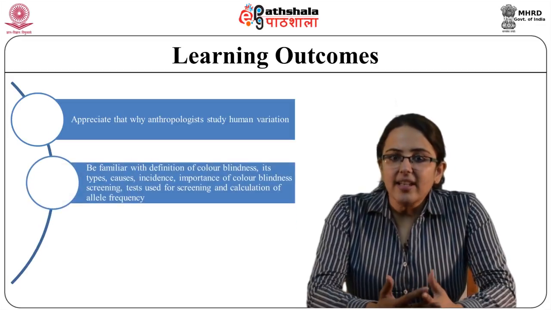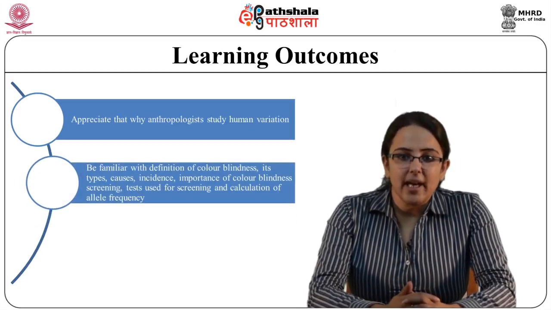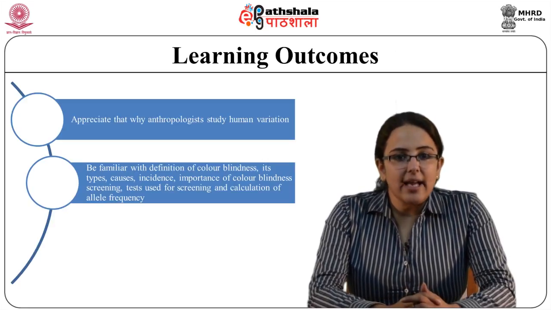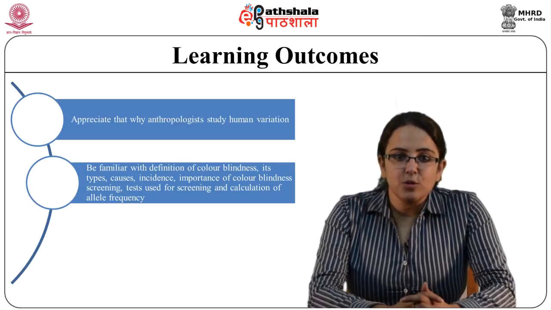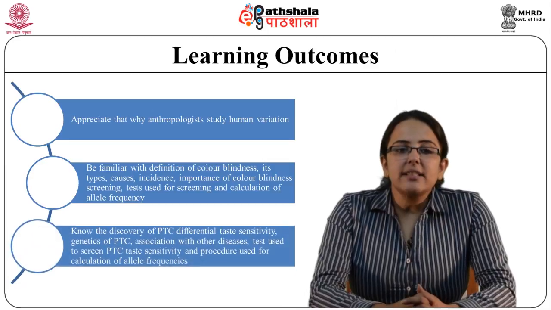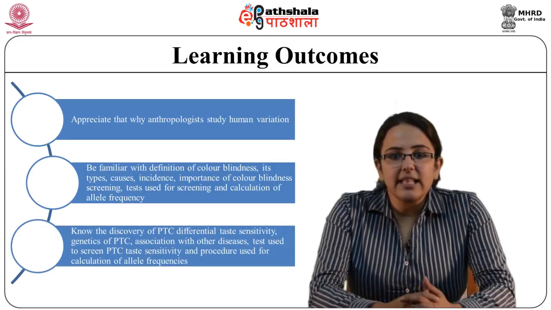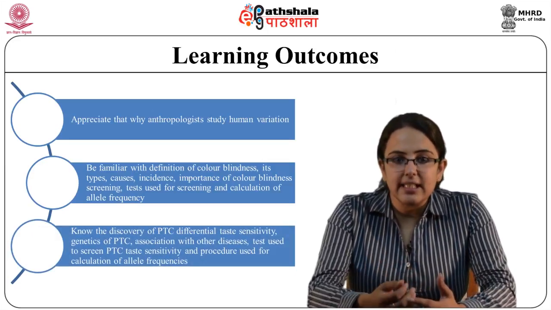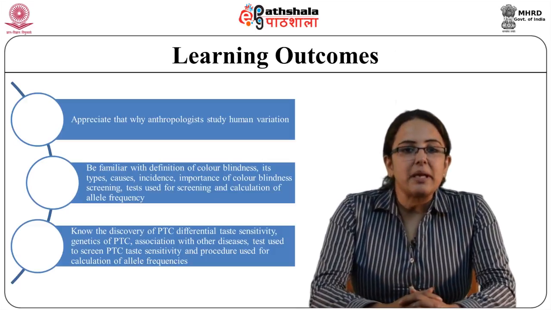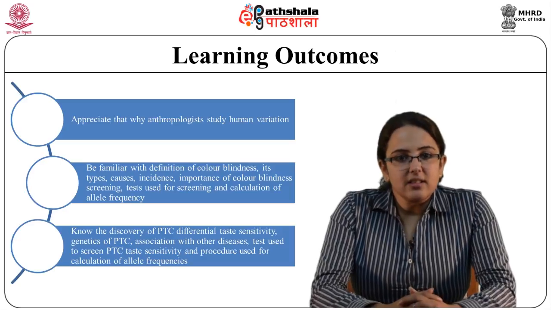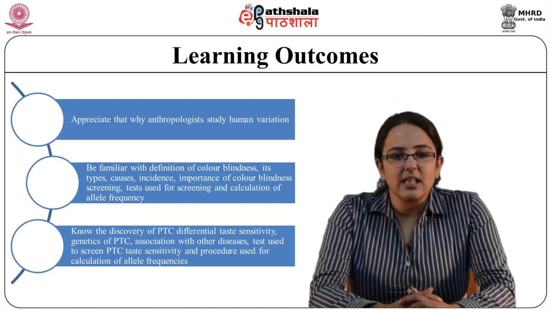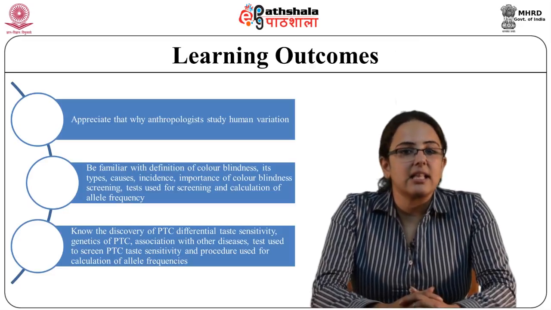We'll familiarize ourselves with the definition of color blindness, its types, the causes, the incidence, the importance of color blindness screening, tests used for screening and calculation of the allele frequency. We'll then move on to discover the idea of PTC, the differential tasting, the taste sensitivity, genetics of PTC, association with other diseases, tests used to screen for PTC taste sensitivity, and the procedure used to calculate the allele frequency of the following.